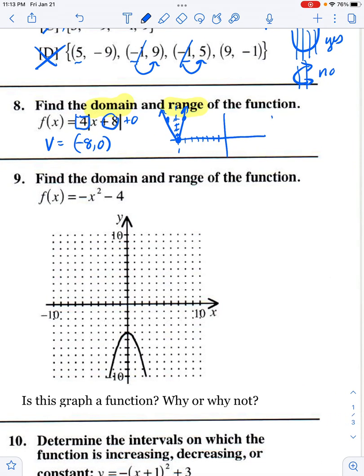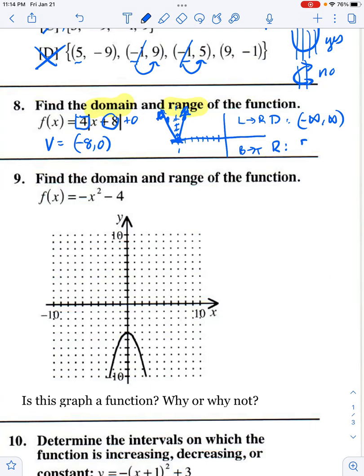Okay, now I can do domain and range. Domain is from left to right. This graph goes forever to the left, forever to the right, so -infinity to infinity. You can never get to infinity, so you're going to use parentheses. The range is from the bottom to the top. So this is from left to right. This is from the bottom to the top, the y's.